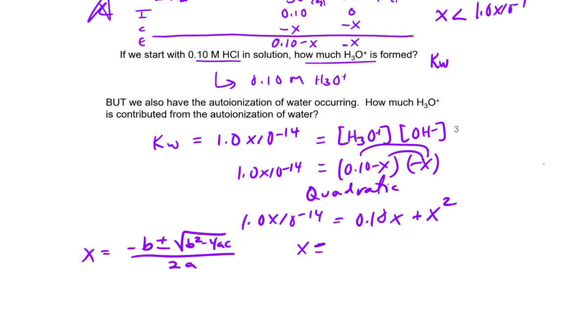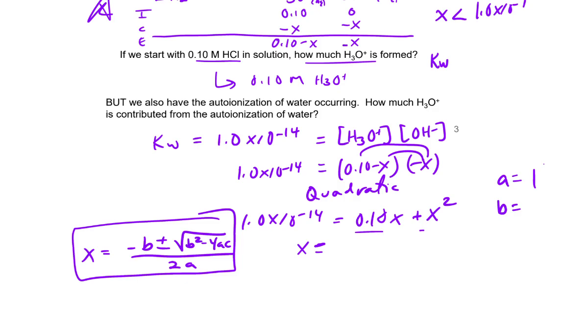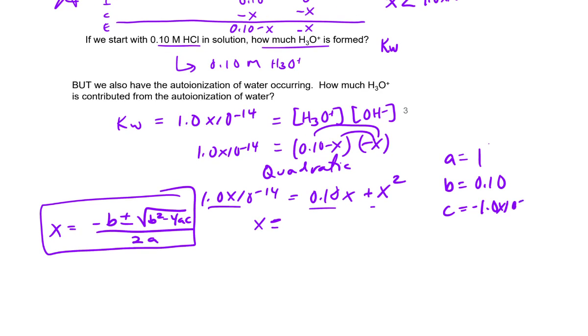If you don't recall, or you don't have your calculator programmed, this is the equation for solving the quadratic. X is going to be equal to minus b plus or minus the square root of b squared minus 4ac, all divided by 2a. The a is the coefficient in front of the squared factor, in this case 1. B is what's in front of the x, in this case 0.10. And c is the other portion, which is going to be minus 1 times 10 to the minus 14, because we get everything written on one side. So we'll have x squared plus 0.1 x minus 1 times 10 to the minus 14 equals 0.